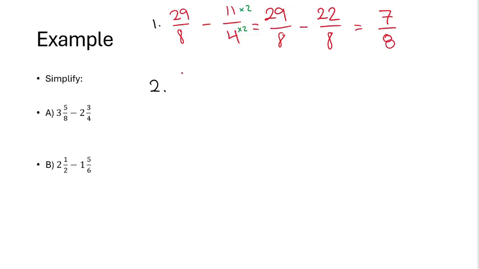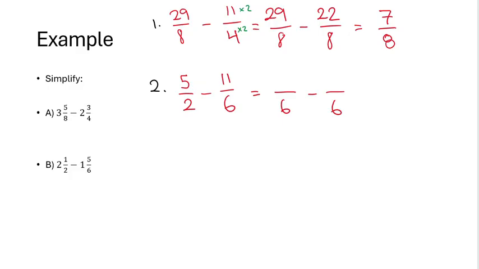For question 2, I'll do the same thing. So this becomes 5 over 2, because 2 times 2 is 4. 4 plus 1 is 5. Minus 6 times 1 is 6. 6 plus 5 is 11. So 11 over 6.